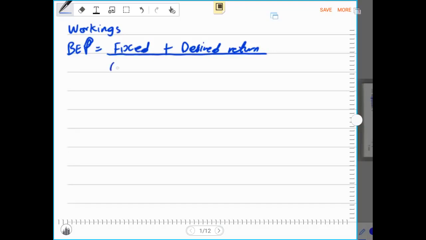Now remember, we are required to calculate the break-even point. And we know that the break-even point is total fixed cost plus desired return. The desired return, in this case, we have calculated as 25,000. Therefore, we have to divide this by contribution per unit. So we first have to do some calculations before we can substitute in this formula.